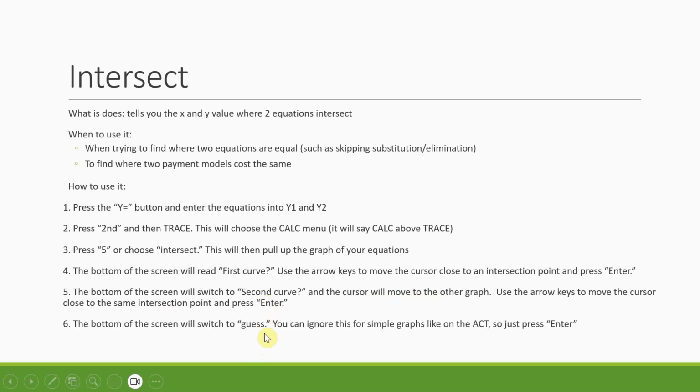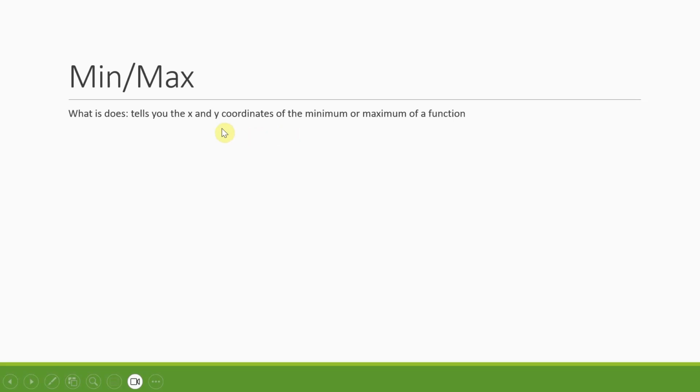It's again going to ask for a guess, ignore it and just press enter, and then it's going to zoom in on that intersection point and give you the x and y value at the bottom of the screen. And that's it.